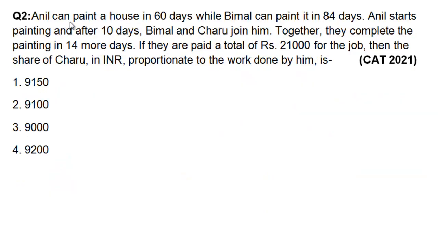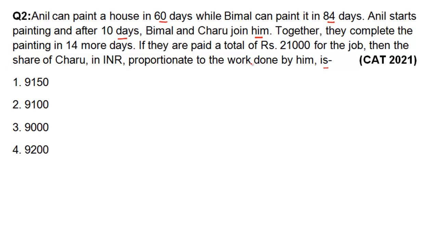Let's take the next question that says Anil can paint a house in 60 days while Bimal can paint it in 84 days. Anil starts painting and after 10 days Bimal and Charu join him. Together they complete the painting in 14 more days. If they are paid a total of rupees 21,000 for the job, then the share of Charu in INR, proportionate to the work done by him, is?